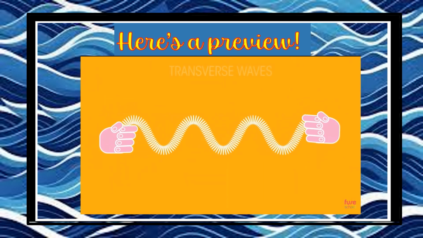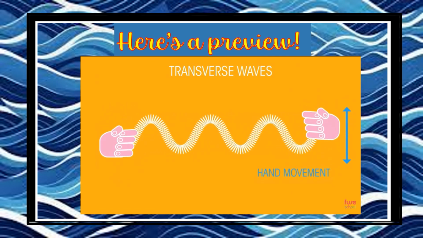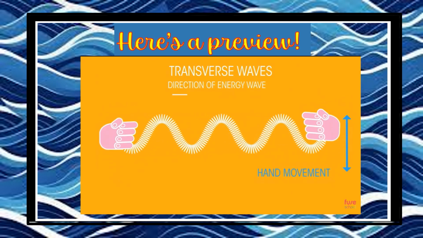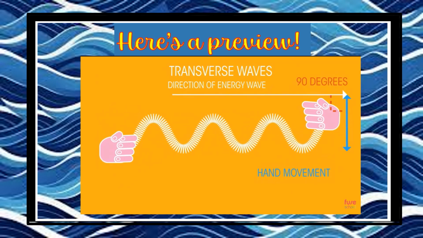Let's look at another type of wave, transverse waves. The hand moves up and down, as does the slinky, but the wave itself moves from left to right. So the particles vibrate at 90 degrees to the direction that the energy is moving.